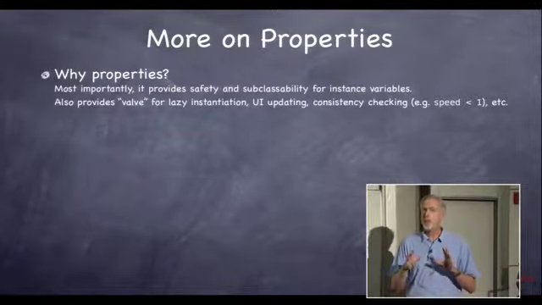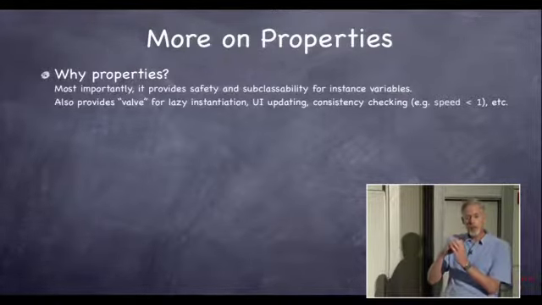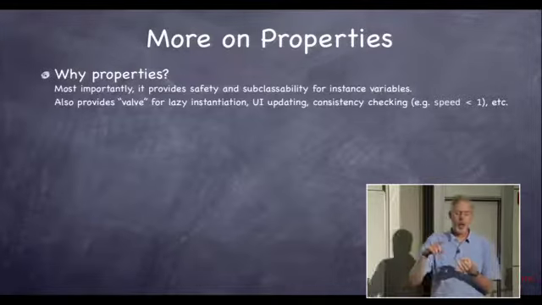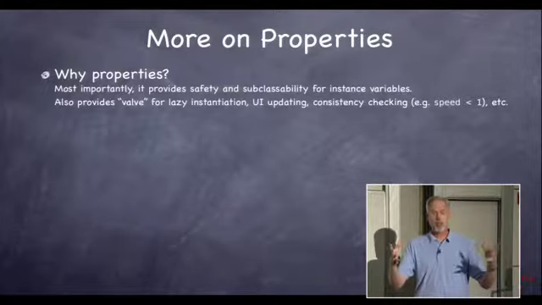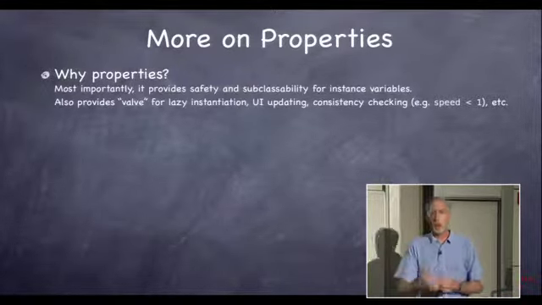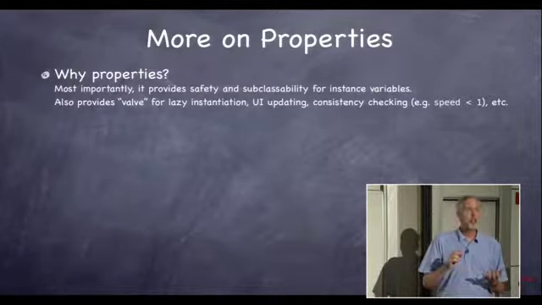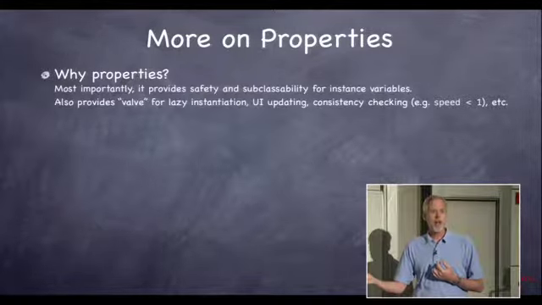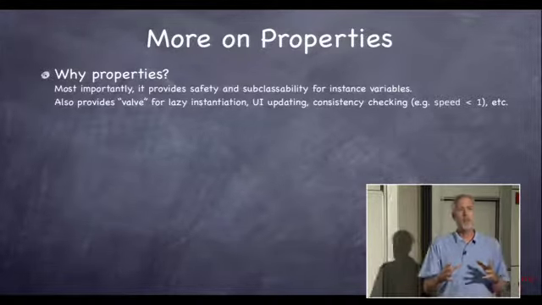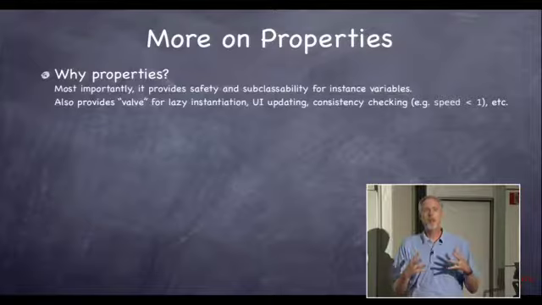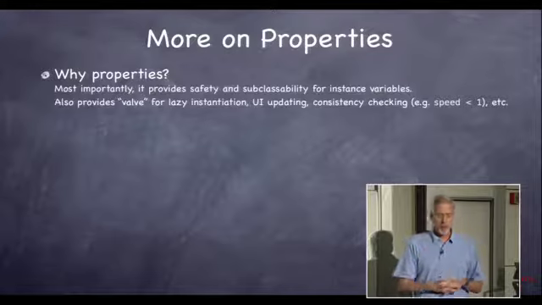But it also provides, and this is a close second reason, kind of a valve, a choke point through which we can do lazy instantiation, which you saw, updating of the UI, right? If you have some object that is displayed on the screen and you change some attribute of it with the setter, it'd be nice to mark that that view needs to be redrawn, all right? So that's a great place to put that. Consistency checking, remember in the thing we did on the first day of class, I checked to make sure the speed wasn't greater than the speed of light, right, in the setter. So that's another great reason. So properties have a lot of really valuable things to them that we need. So we don't want to be accessing our instance variables directly.